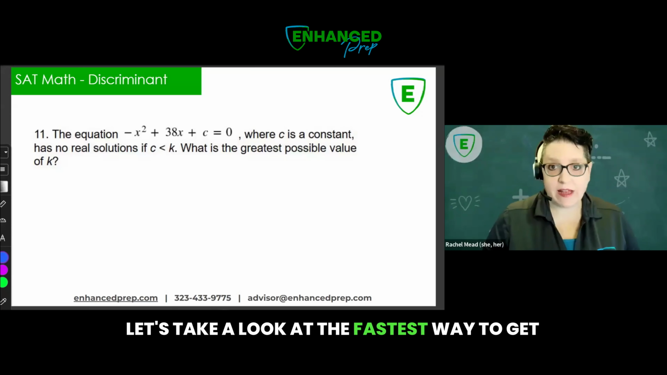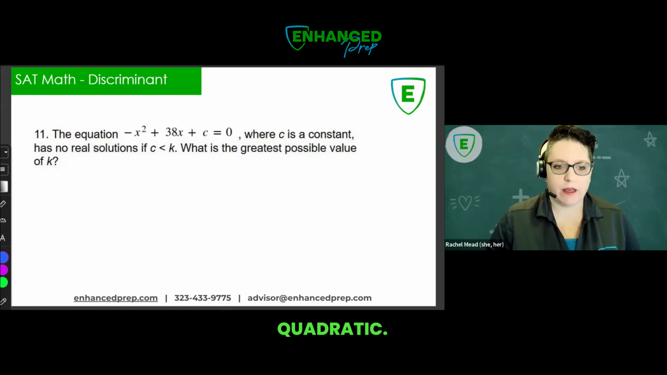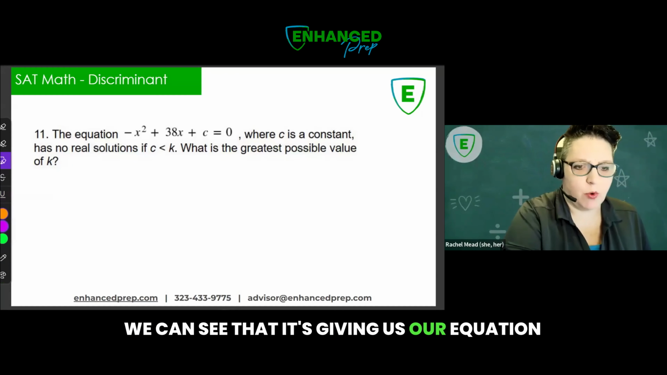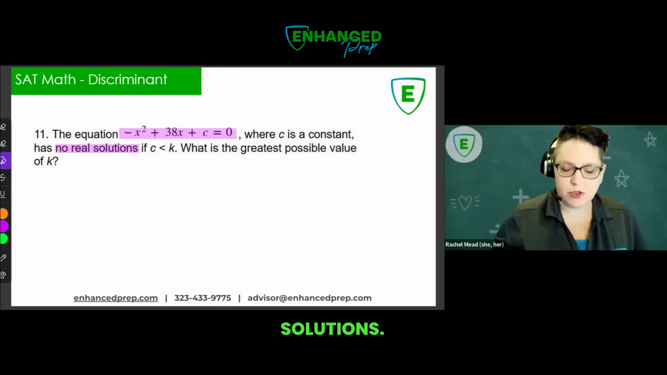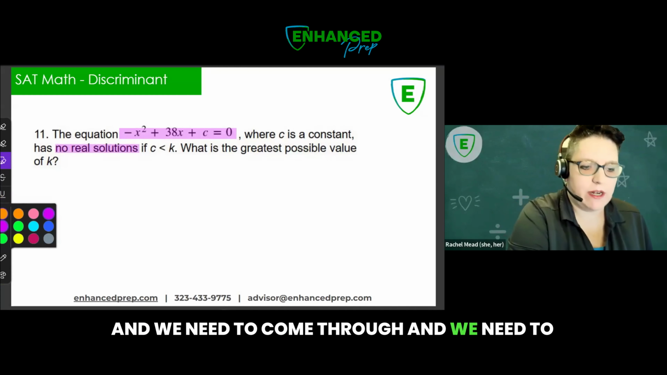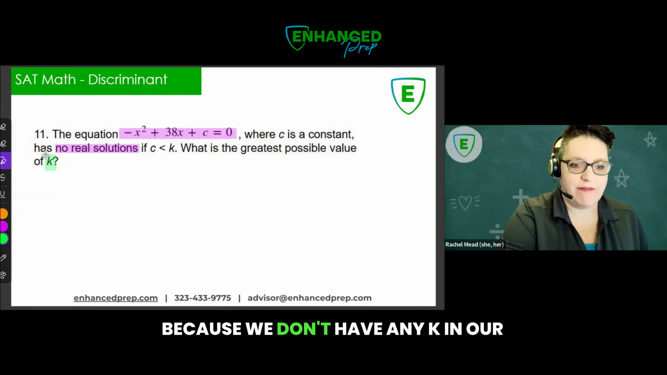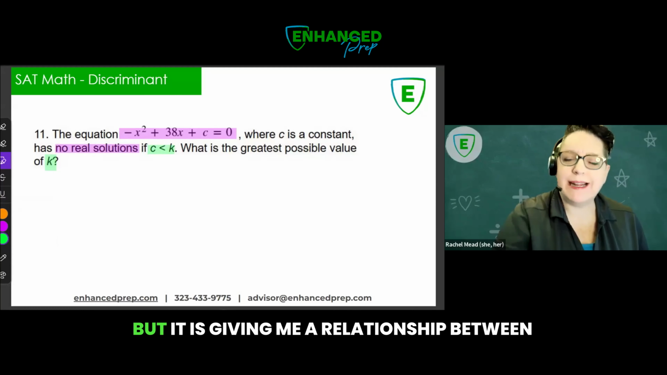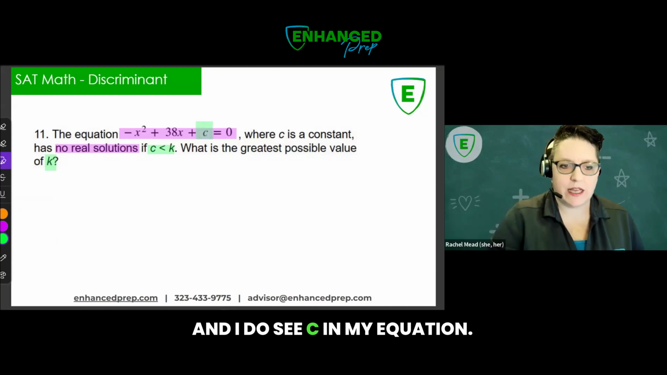Let's take a look at the fastest way to get through this SAT math question based upon a quadratic. We can see that it's giving us our equation here, and then it's saying, hey, there's no real solutions, and we need to come through and solve for k. Now, this could seem very overwhelming because we don't have any k in our equation, but it is giving me a relationship between k and c, and I do see c in my equation.